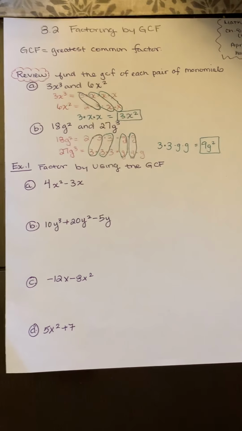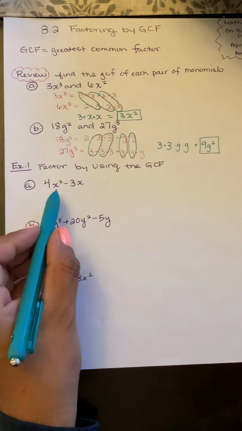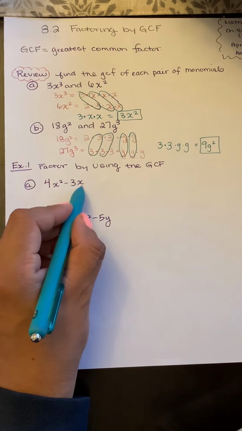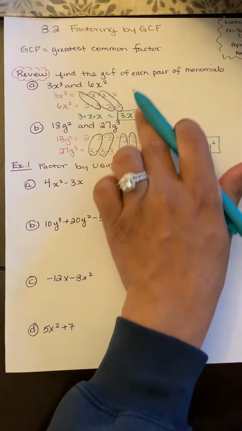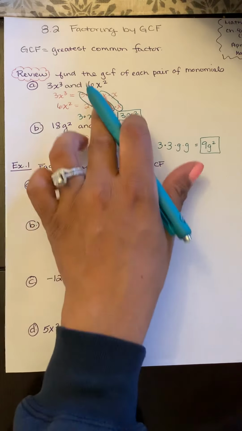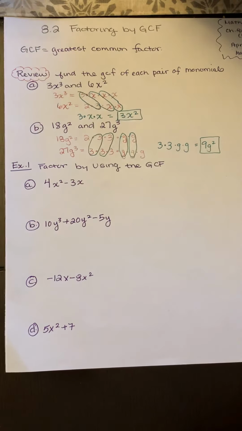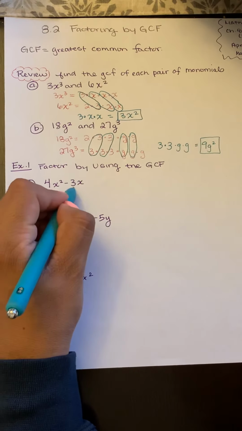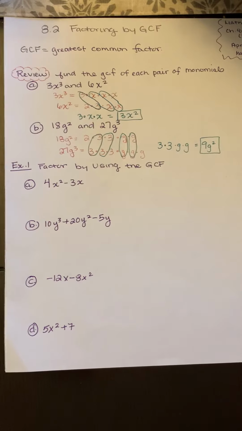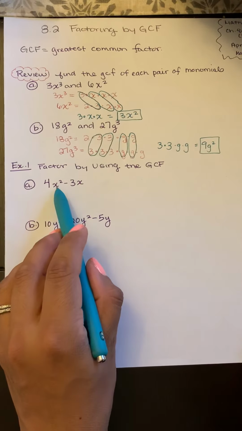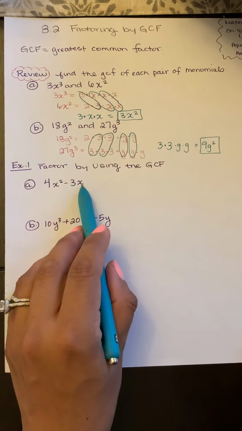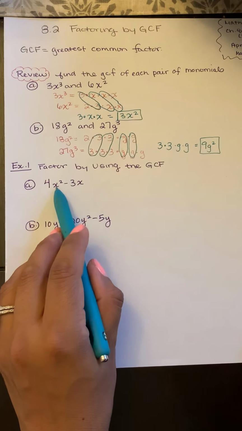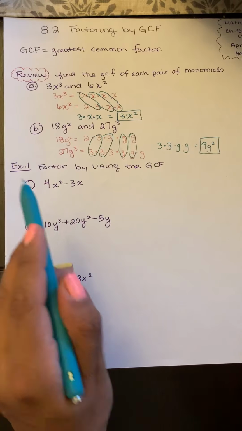It says factor by using the GCF. So we have 4x squared minus 3x. What you can do is break these two down and say, okay, what do we have in common? What can we pull out? Or you can simply get used to looking at the 4 and the 3 and say, hey, they don't have anything in common. But let's take a look at our x squared and x. I have 1x here and I have 2 x's here. So I know I can pull out 1x.